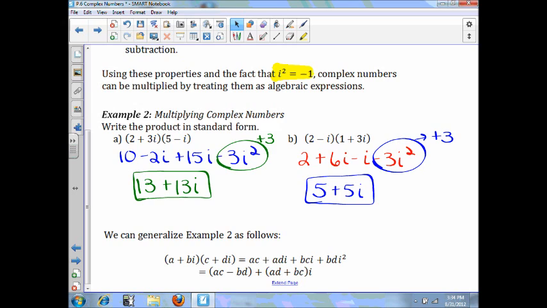Now, we can generalize the numbers in example 2 to do AC minus BD plus AD plus BC i. So what we'll have is 10 minus negative 3, which will be 13, and then we'll have negative 2i plus 15i, which will give us 13i. That does work. Again, you don't have to remember those letters, just work through the FOILing.